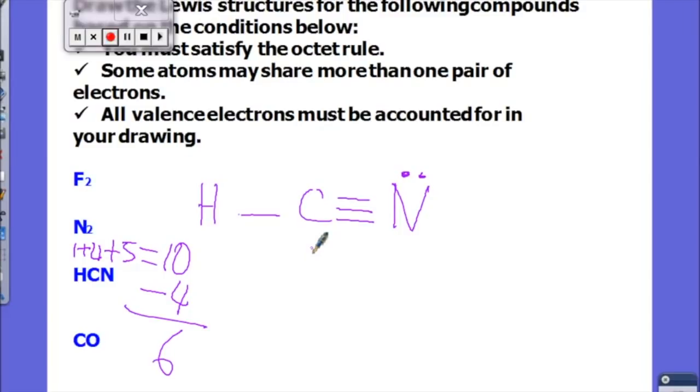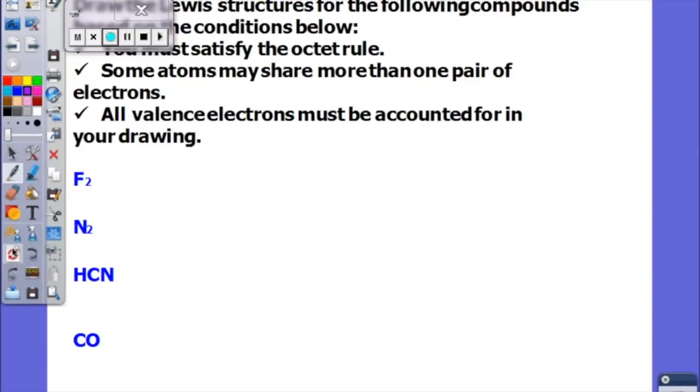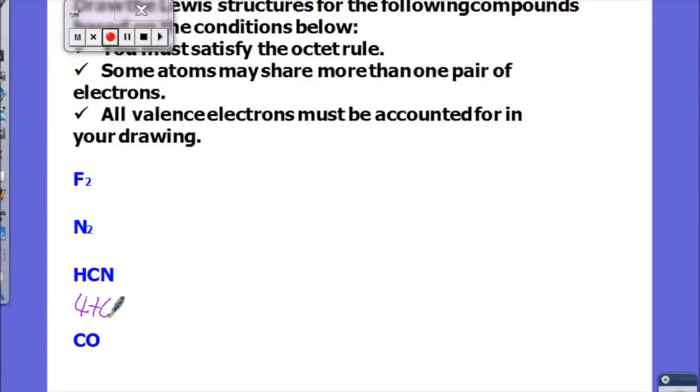Alright? Let's do the same thing for carbon monoxide. Let me reset. Carbon monoxide. The total is carbon group 4A, oxygen group 6A, give me 10, and I place them. There are only 2. Connect them with a single bond. Subtract 2 from 10, give me 8, and I go back. I place 2, 4, 6, and 8.